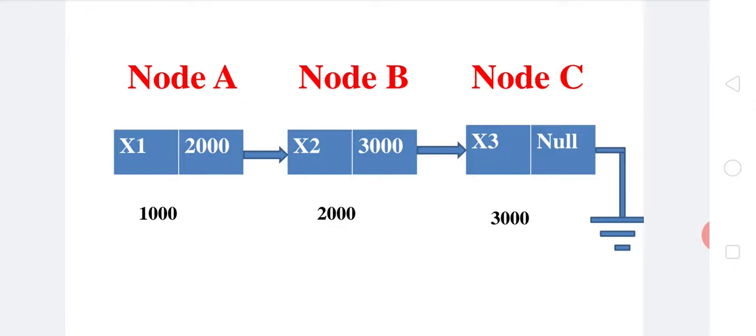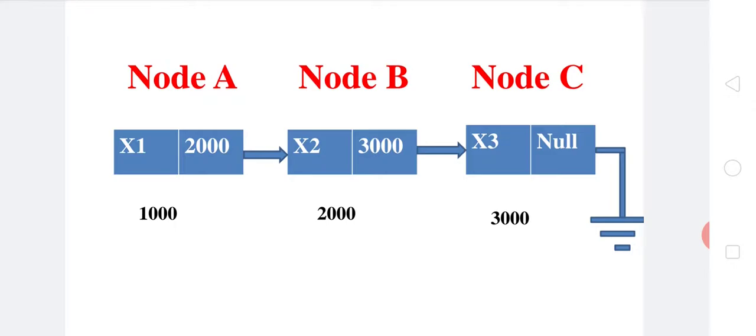First we will see what is meant by node. A node is the combination of a data field and an address field. See in the figure, in node A, the data field is x1 and the address field is 2000. Basically x1 is the actual element and 2000 is the memory address of the next node, which means 2000 is the address of node B.